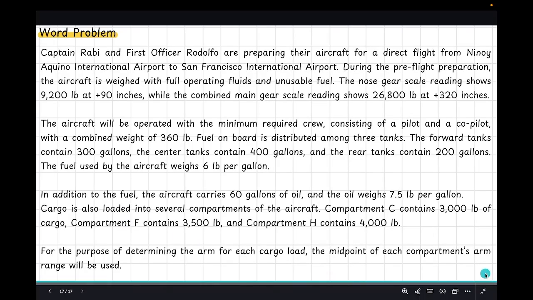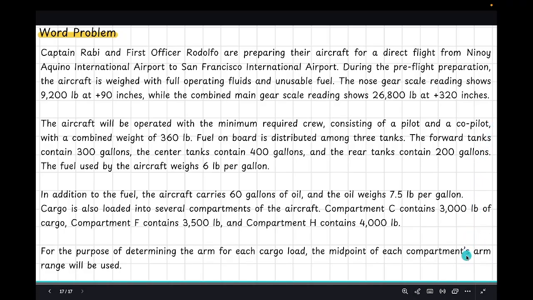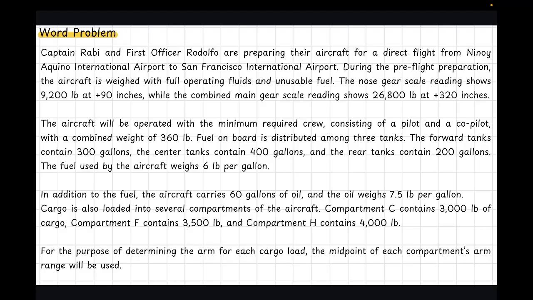Okay, for our word problem, Captain Rabi and First Officer Rodolfo are preparing their aircraft for a direct flight from Ninoy Aquino International Airport to San Francisco International Airport. During the pre-flight preparation, the aircraft is weighed with full operating fluids and unusable fuel. The nose gear scale reading shows 9,200 pounds at 90 inches, while the combined main gear scale reading shows 26,800 pounds at 320 inches. The aircraft will be operated with the minimum required crew consisting of a pilot and a co-pilot with a combined weight of 360 pounds.